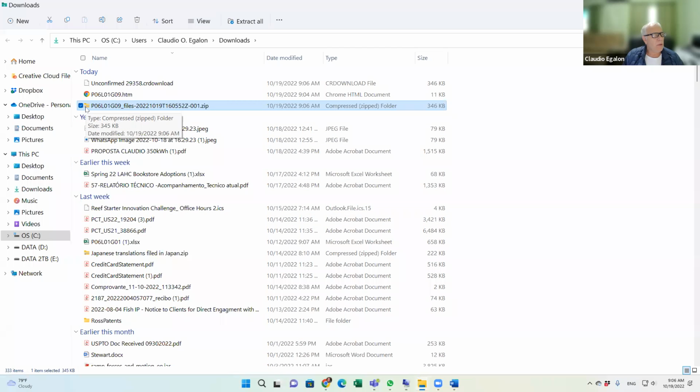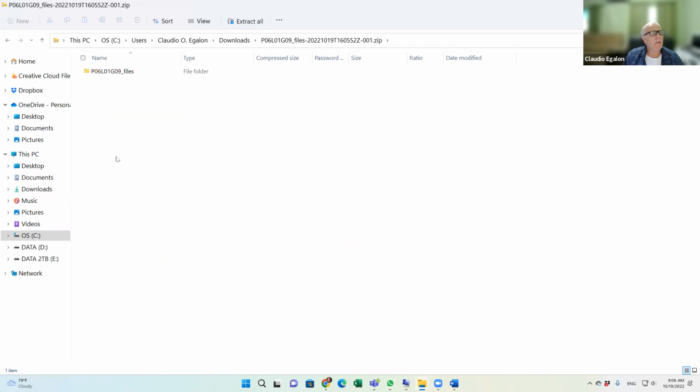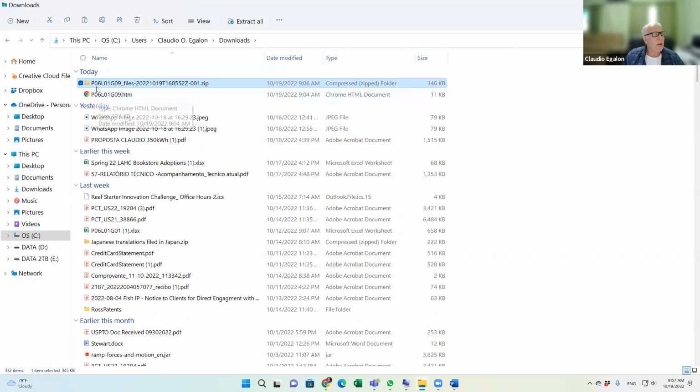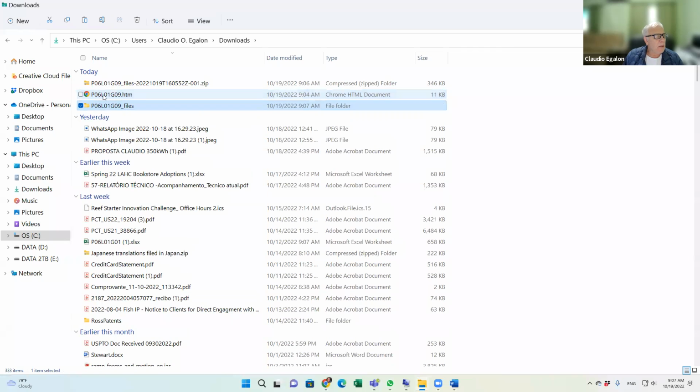What do you do to unzip it? It's very easy. There's more than one way. The way I like the most is to double click on the zipped folder. Look at the folder in there, right? Copy this folder that's inside the zipped folder. Go outside, go to the same place where the HTML file is located and paste what you copied. Okay?